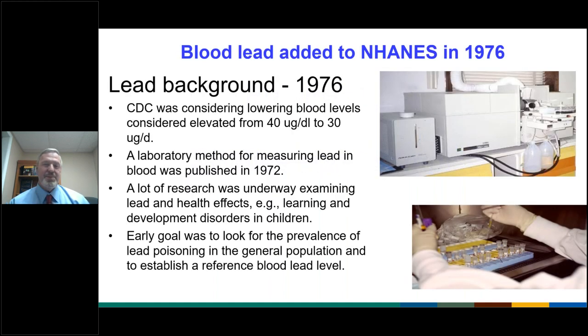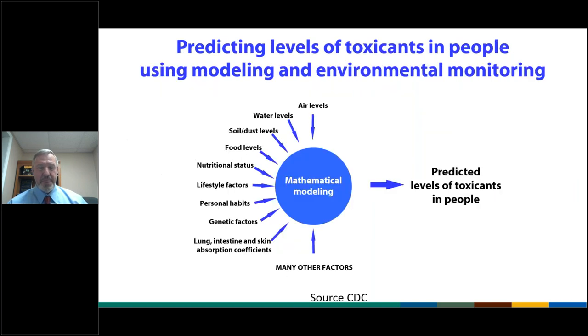One big example is blood lead. Back in the 70s, CDC was considering lowering the blood lead level considered elevated for children from 40 to 30 micrograms per deciliter. A good laboratory method for public health was established in 1972, a lot of research was underway looking at health effects, and the goal was to look at the prevalence of lead poisoning in the general population.